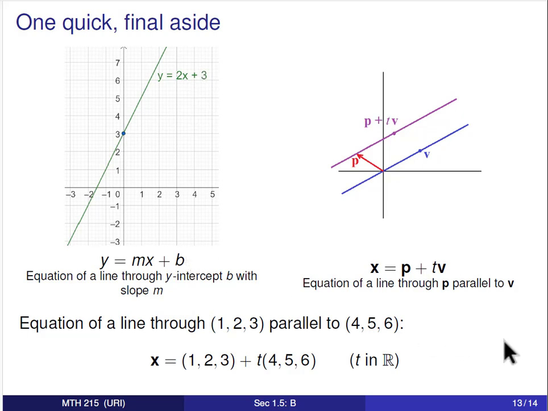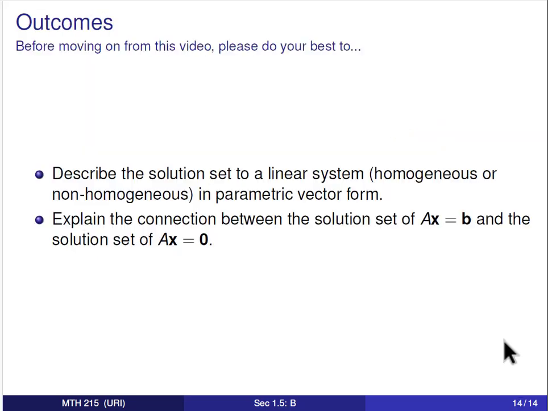All right, with that in mind, we'll review our outcomes one more time. Hopefully now you are able to describe the solution set to any linear system in parametric vector form. And hopefully you remember and can explain the connection between the solution set of Ax = b and the solution set of Ax = 0.